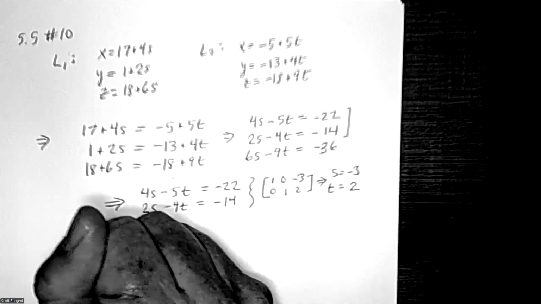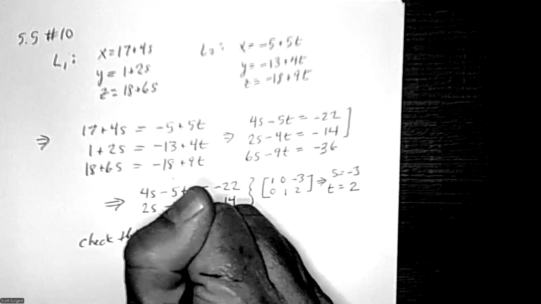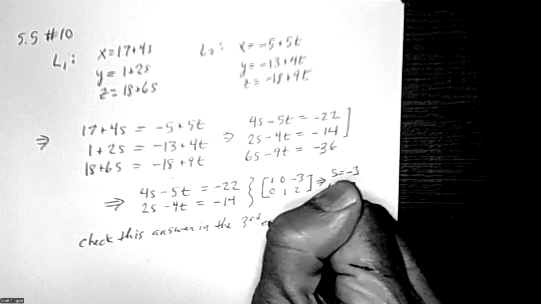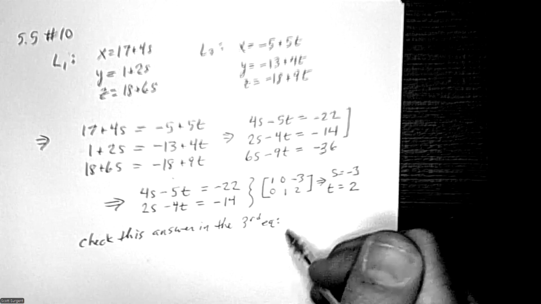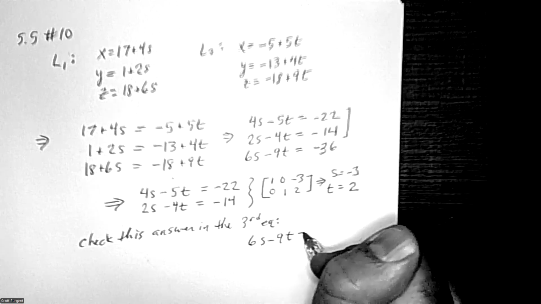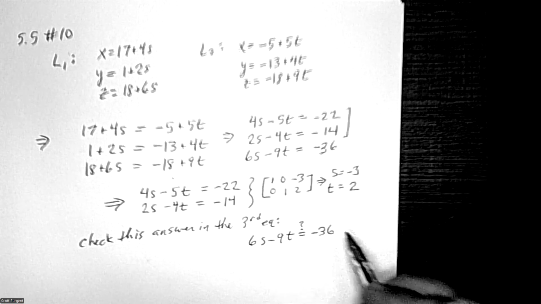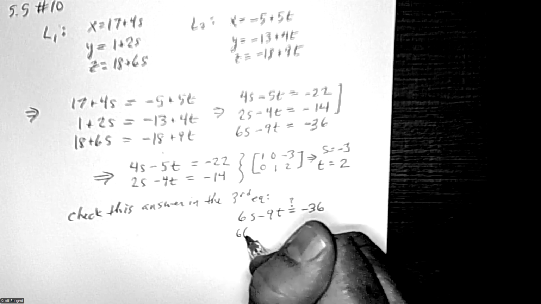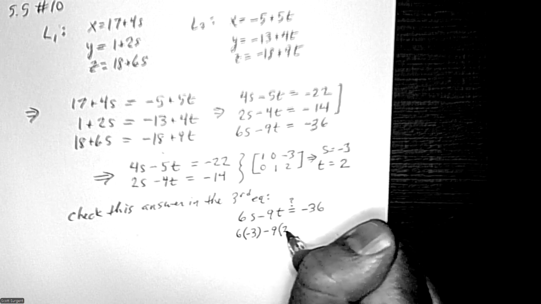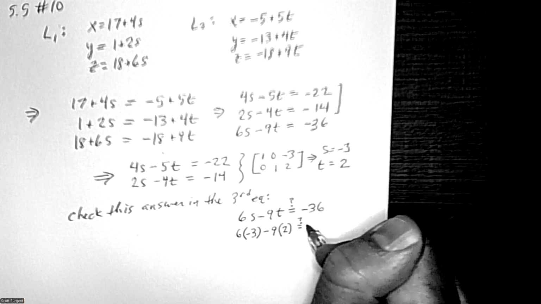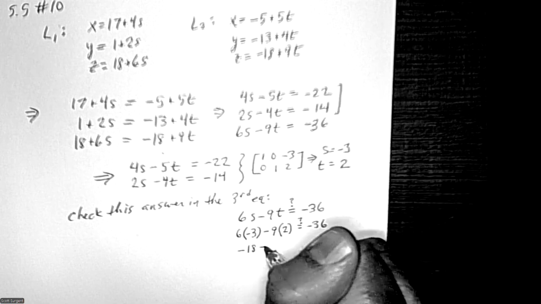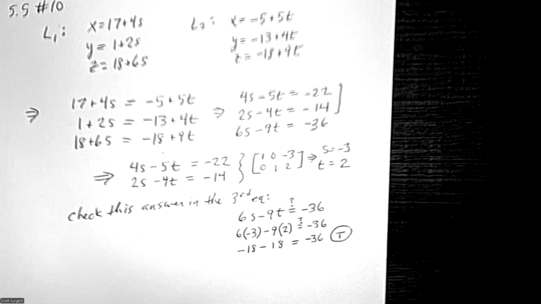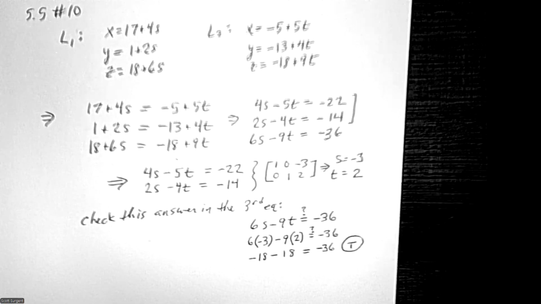What I need to do is check this answer in the third equation, the one I didn't use. That's this guy down here: 6s take away 9t equals negative 36. Now this is just a question of, is it equal or not? Is it a true or false outcome? So I'm going to plug in the negative 3. It's 6 times negative 3, take away 9 times 2, and again, question mark, equals negative 36. It's negative 18, take away 18. And sure enough, it is true. It works.